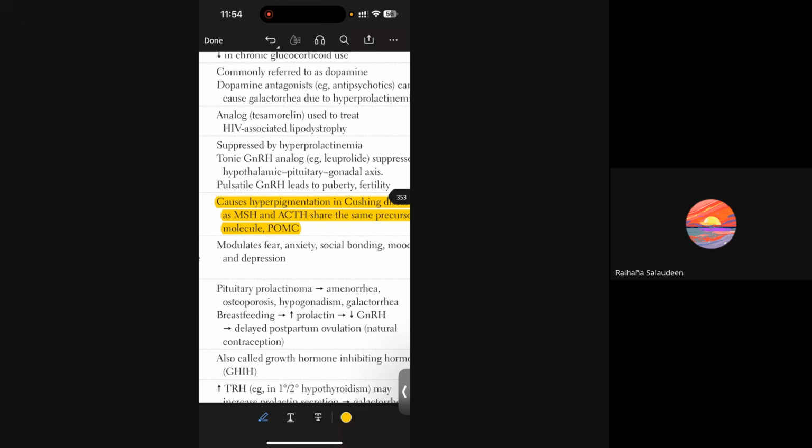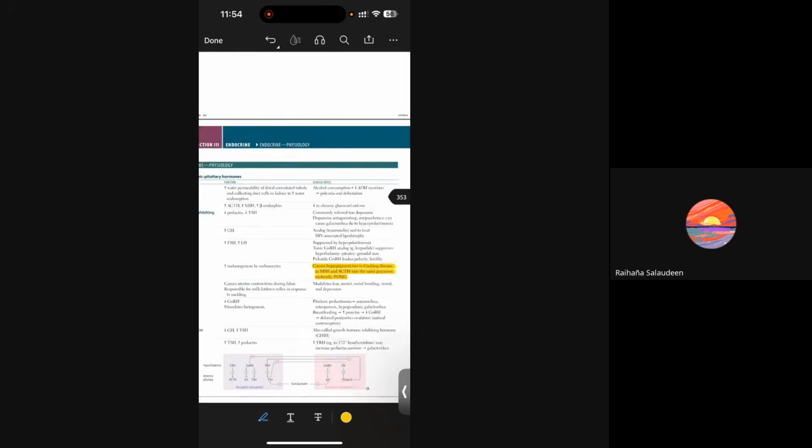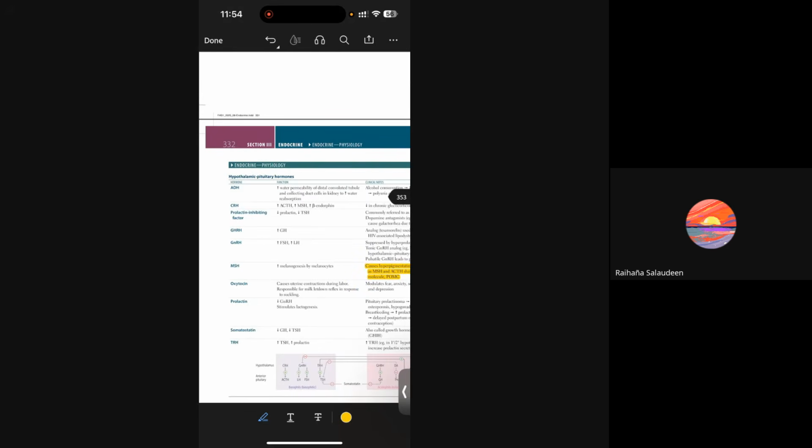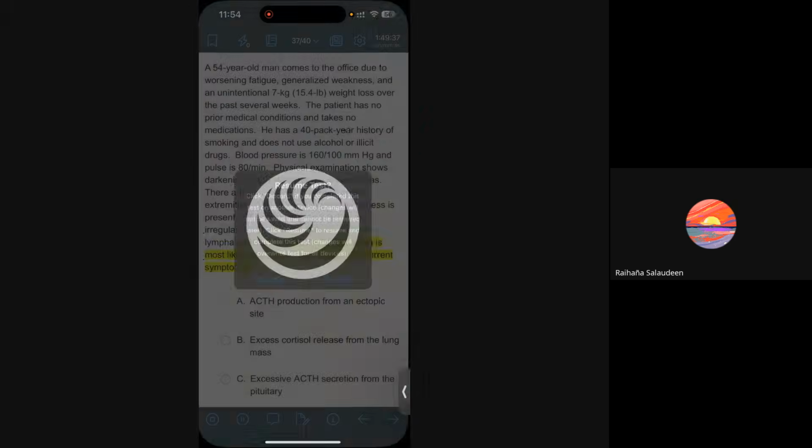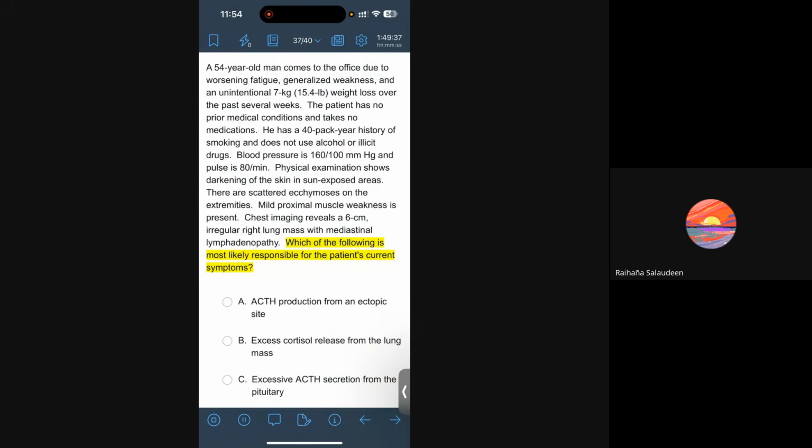So when ACTH is higher, POMC is going to be higher, and because POMC breaks down into two molecules, one is MSH and the other is ACTH, MSH will automatically be increased. Due to that increased MSH, you are going to see increased hyperpigmentation. So we are sure that this patient has increased ACTH, right?